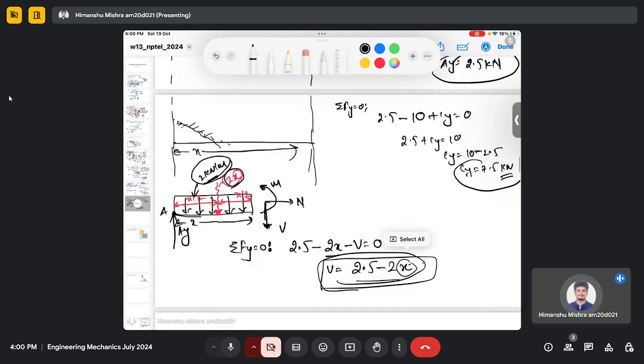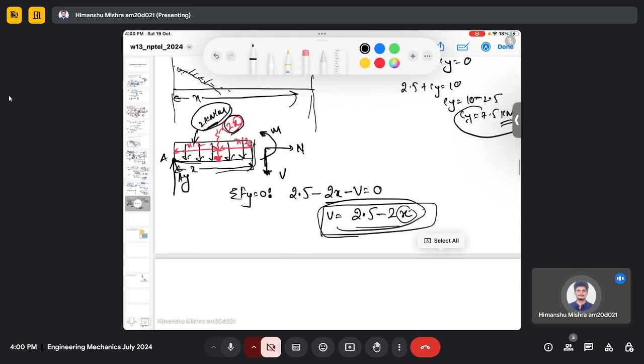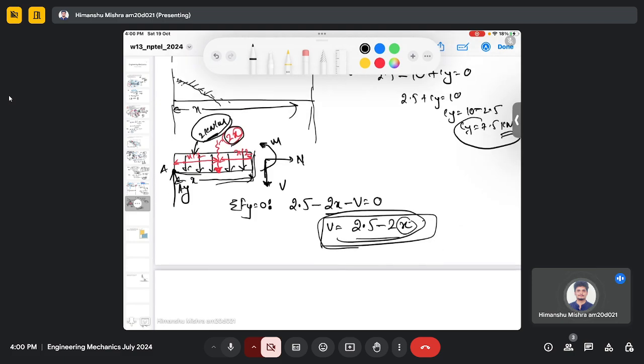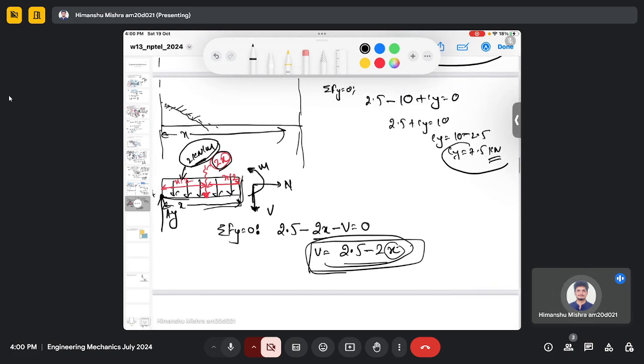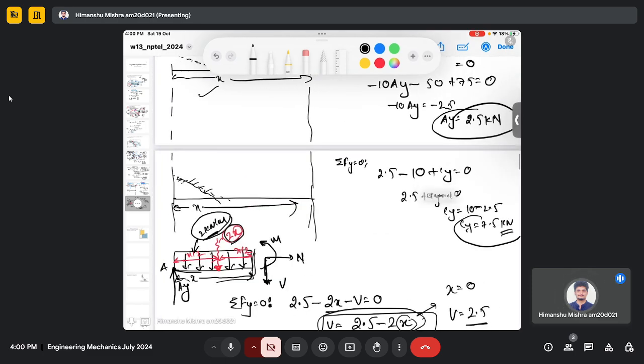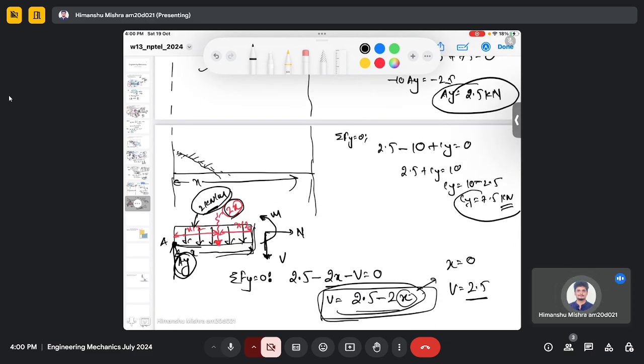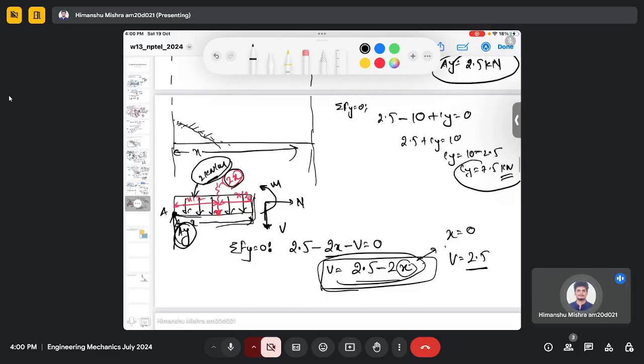This is only valid for this section. It's not valid for the entire beam. So this is the shear force equation. Similarly, you can write down the bending moment equation. As you can see, if you put x equals 0, you will get V equal to 2.5, the shear force, which is equal to Ay. That is actually true, because at point A your shear force is 2.5. So when you put x equals 0, you get shear force 2.5.